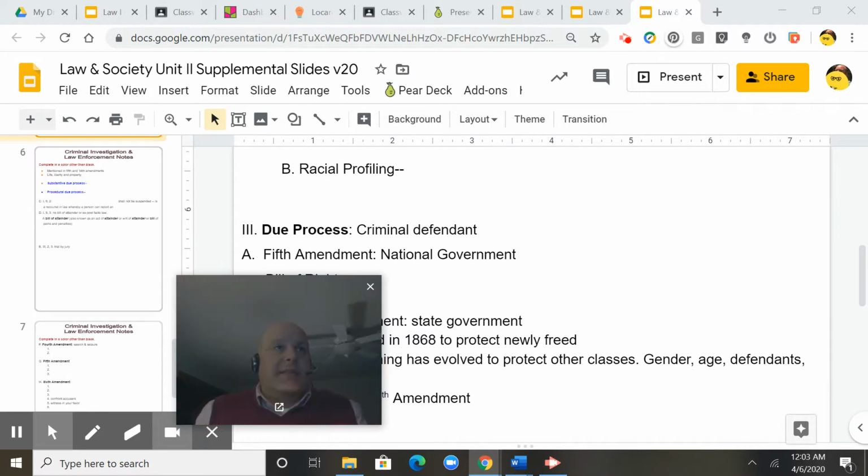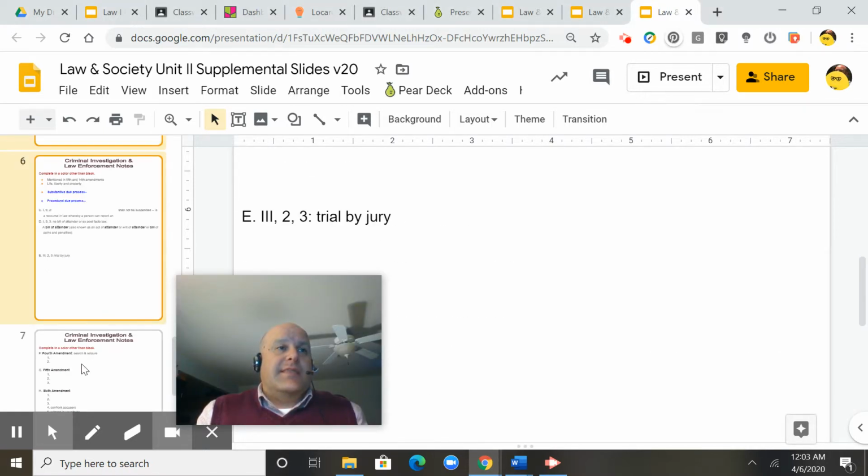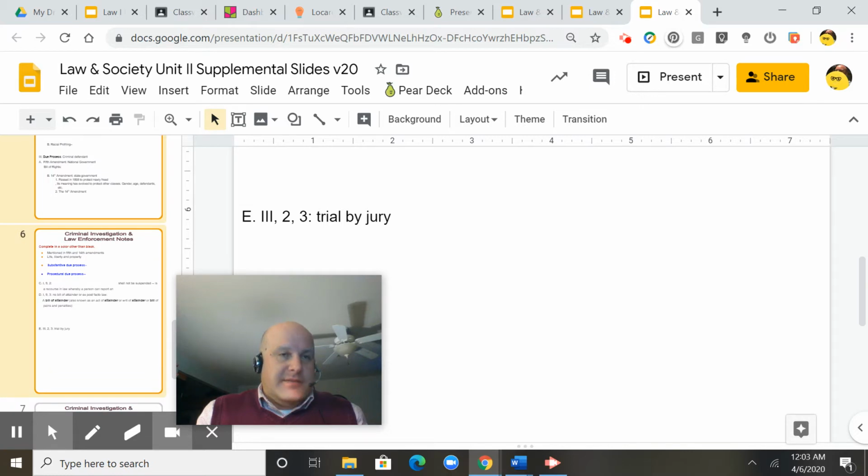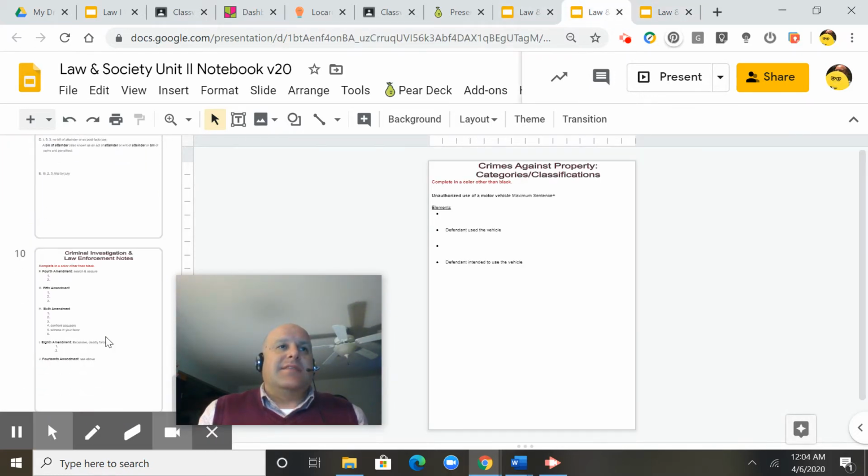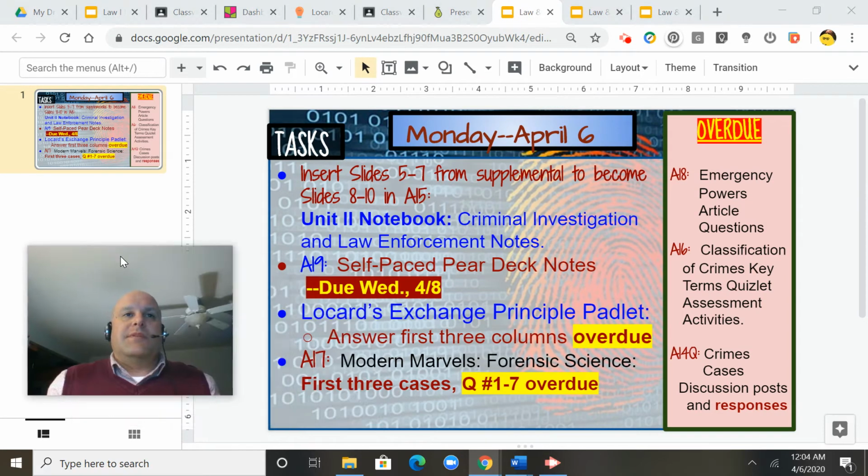Remember, you can hit them at the same time by hitting Control and then the touchpad at the same time to do that. 5, 6, and 7 become 8, 9, and 10 in the regular notebook. You'll need full access to be able to do that.